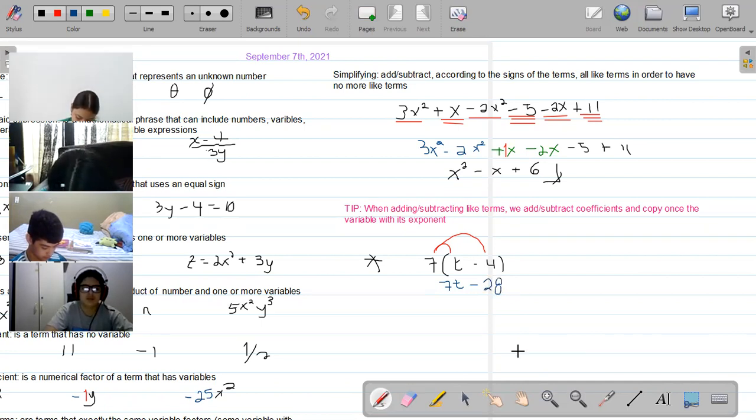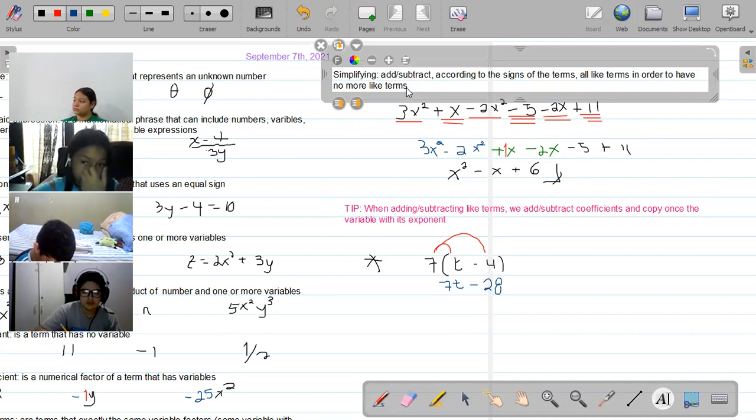And this is also simplification, okay? This is also simplifying the expression because we're using the distributive property. It is to give it in the simplest form. It is to leave it in a form in which you have no more like terms, okay? That's what simplifying means. It's not just adding or subtracting, okay? It's just to leave an expression with no more like terms. So let's change that. Let's change this.